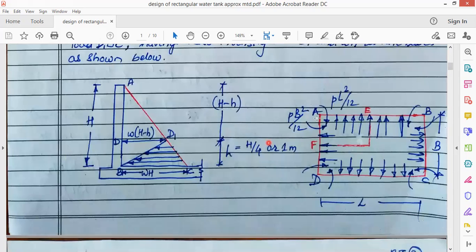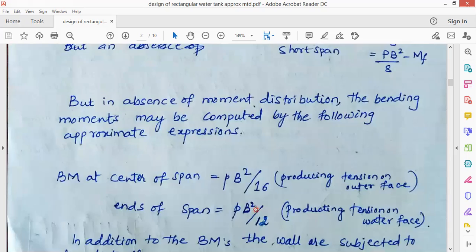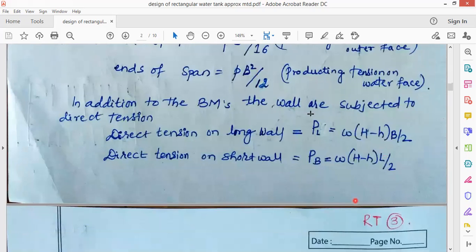So this is the tensile force acting in this direction for the longer wall, right? So in this direction, if it is acting, it means it is perpendicular to this wall, that is B. So this will be B by 2. Again, for the short wall, it is acting in this direction or maybe in this direction. So this is perpendicular to this L, the longer wall. For the shorter wall, I am going to consider L by 2. For the longer wall, I will be considering B by 2. So that's how we can remember these two formulas.